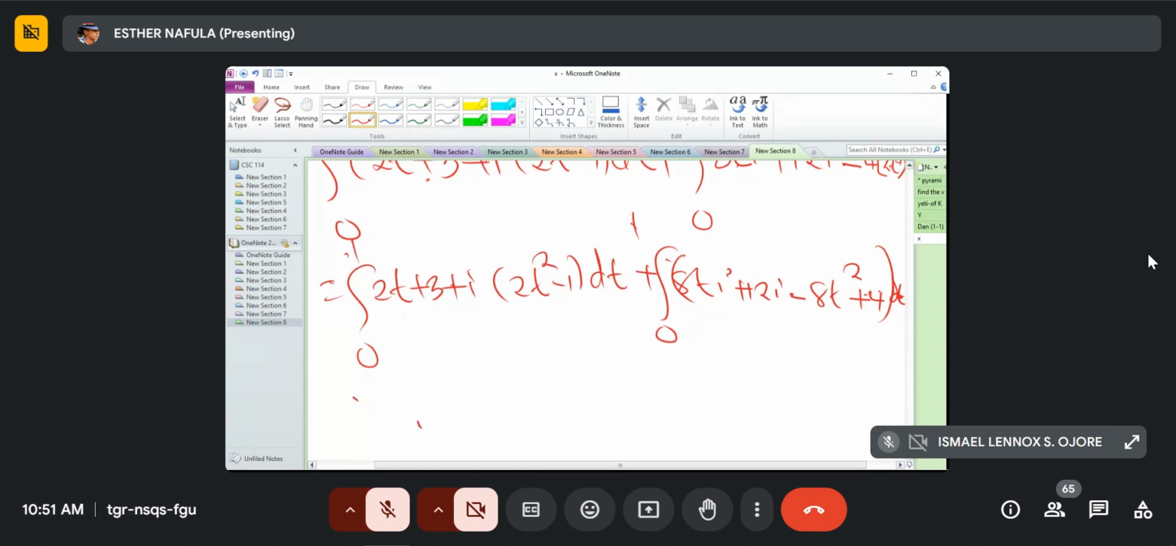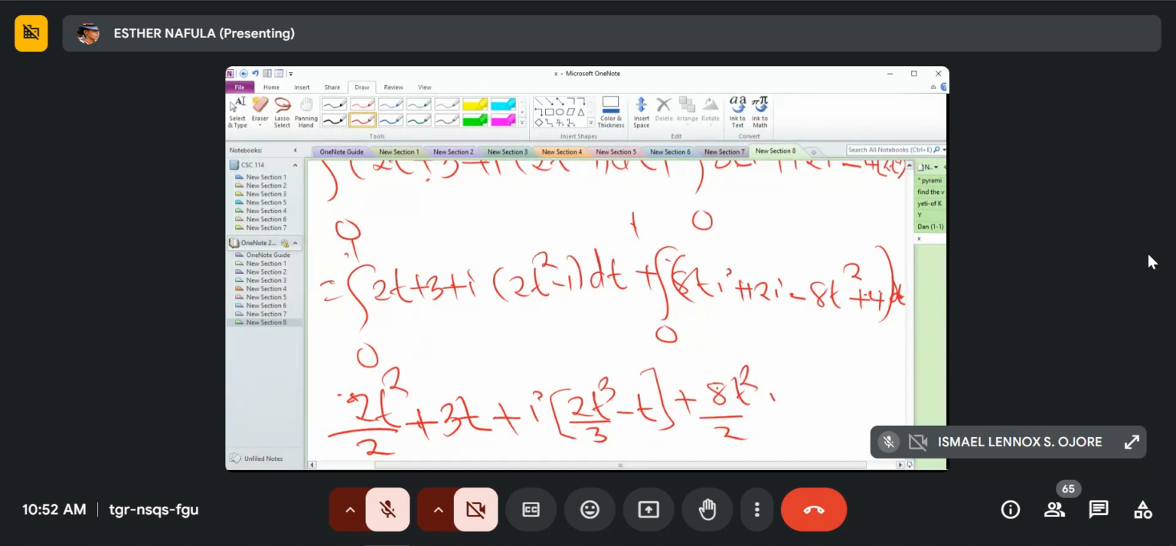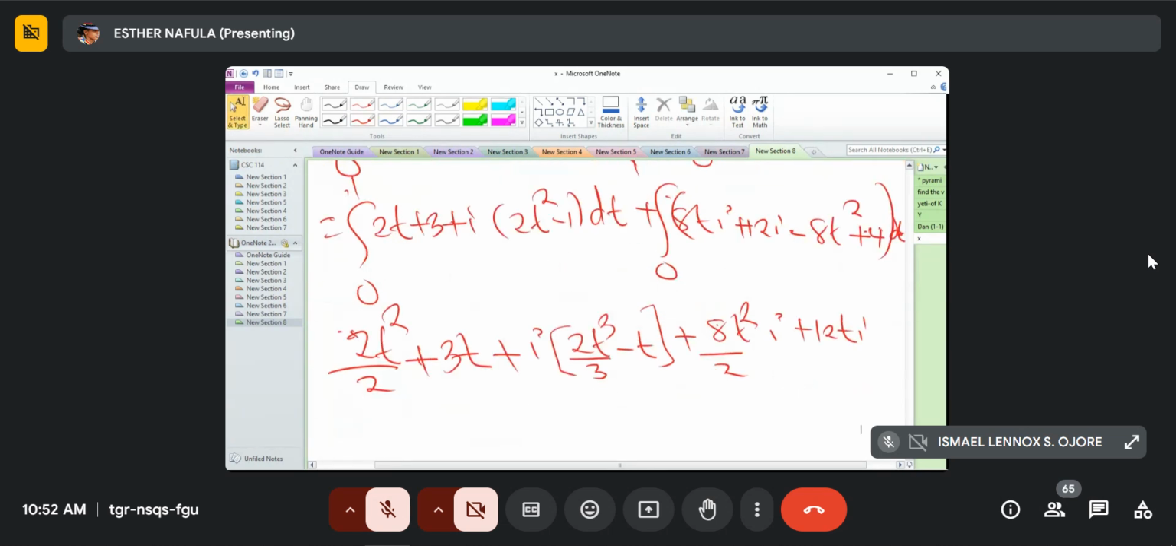Integrate 2t, you get 2t squared over 2. Maybe I should just write everything down. 2t squared over 2 plus 3t plus i times 2t cubed over 3 minus t plus 8t squared over 2 i plus 12ti minus 8t cubed over 3 plus 4t.